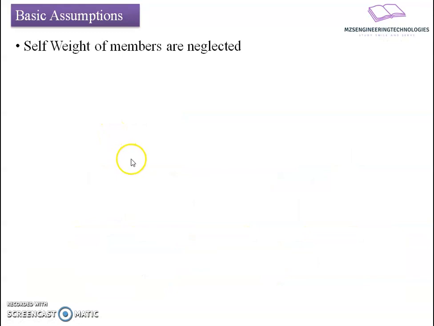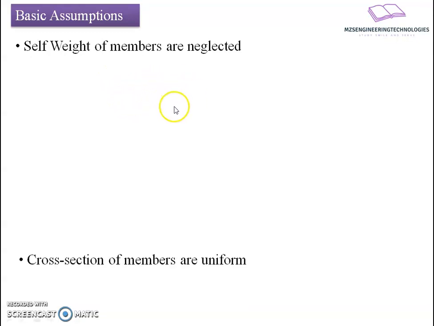The self-weight of the members is neglected. As compared to the supporting system and the weight of other elements which are being transferred as load, the self-weight of your truss is very much less. That's why it is said to be neglected, and we are not going to consider it in calculating the total dead loads which are appearing on it. Or sometimes, if it is significant, then special provisions are made to account for the self-weight of the structure.